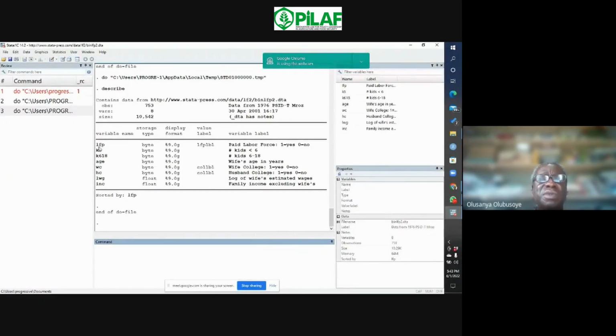If the white married woman participates in paid labor force, then 1 is assigned. If not, 0 is assigned.